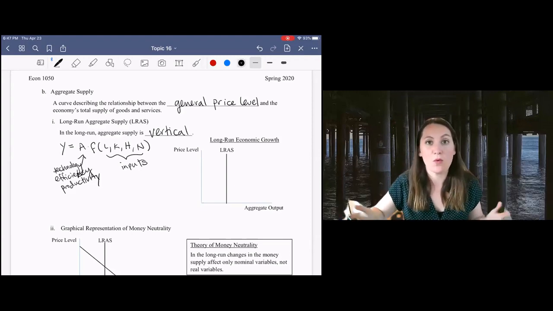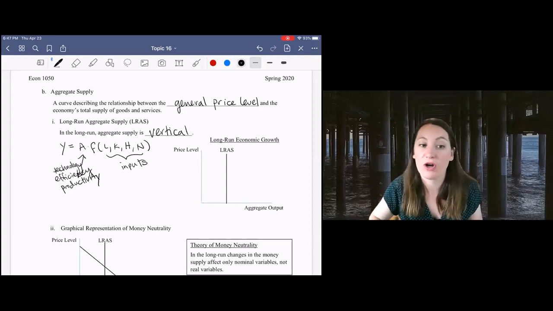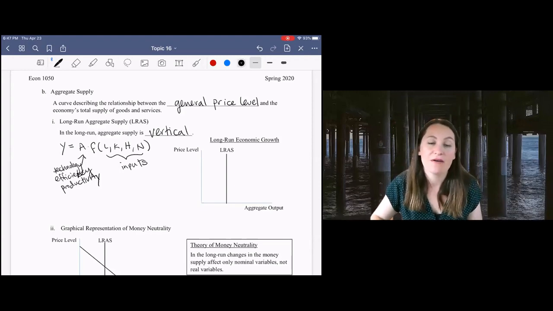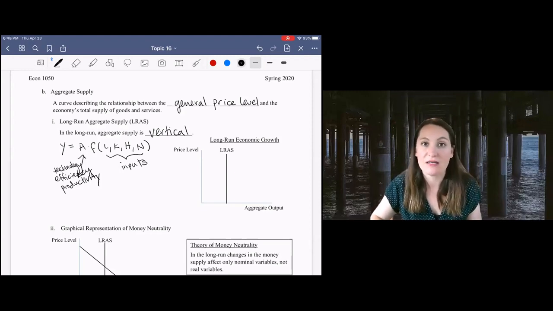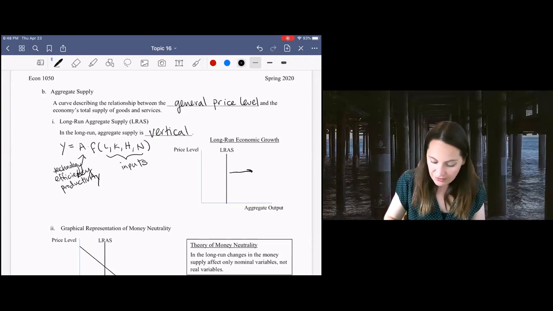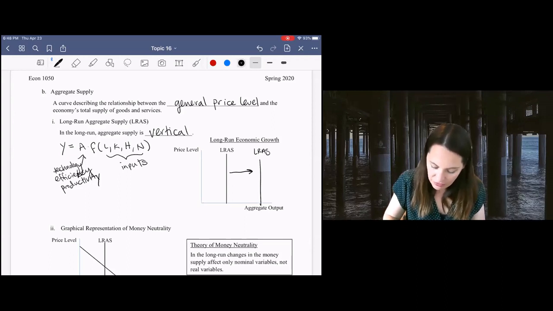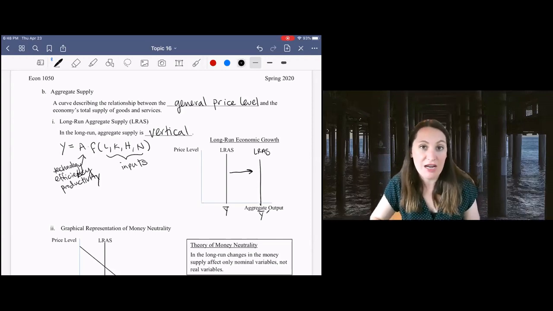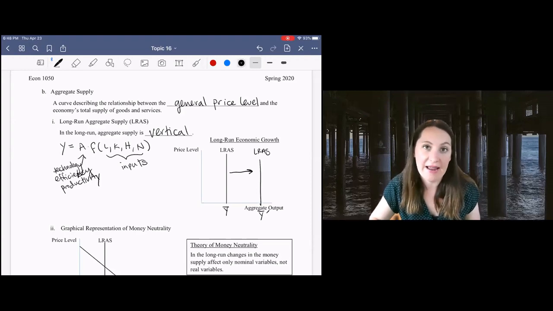What means we can produce more? When we have better technology, we have more workers, if we have more efficiency in our economy, if we have more natural resources, and all of these things would lead to an increase in real output or a shift in the long run aggregate supply curve. So when long run aggregate supply increases, it looks like this. Okay, we've moved to a new long run level of output due to some change in either an input or into that A term, technology, efficiency, or productivity.